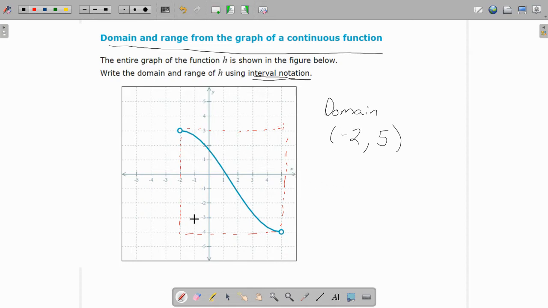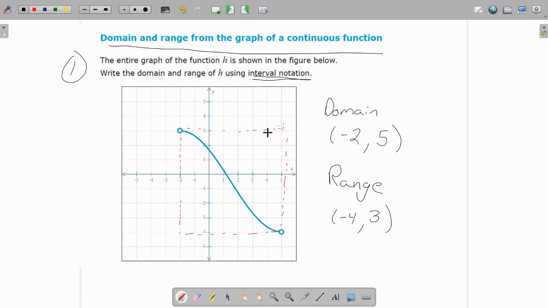For this problem, the range, the y values, because they're open circles at the end, are also going to have all parentheses. For our range, you start with the lowest point. The lowest point of our graph, the bottom of the box, is -4. And the top of the box, the highest y value on this graph, is approaching 3 because there's an open circle. So it's 3 with a parenthesis. That was number 1.